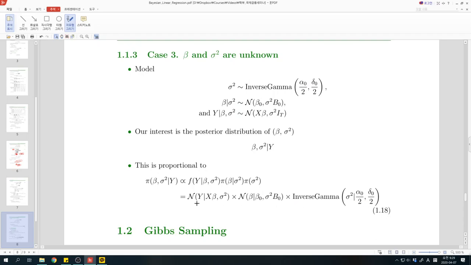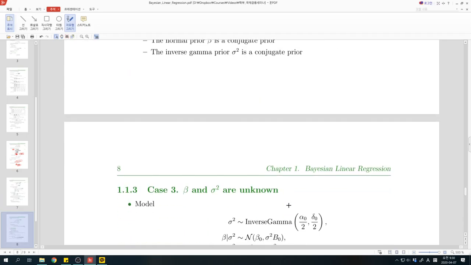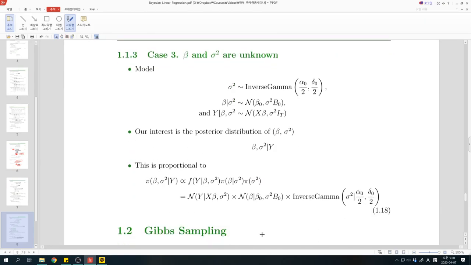Now what do you have to do? According to cases 1 and 2, we should write down the normal density here, and another normal density here, and the inverse gamma density here, and then arrange this equation with respect to what? Previously it was either beta or sigma square. Now we have to arrange this equation with respect to beta and sigma square both, right?